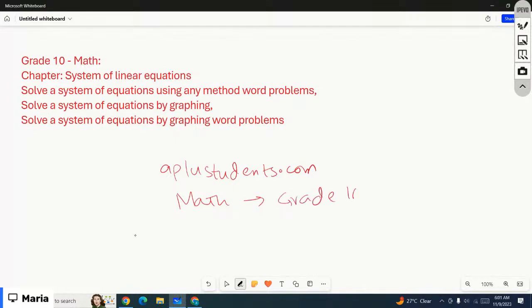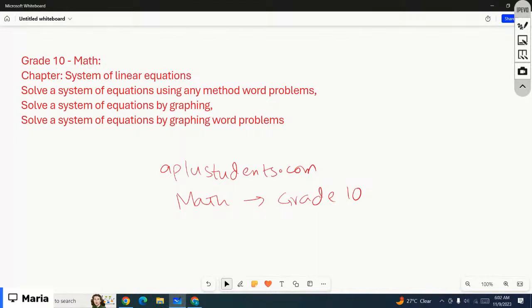Scroll down to grade 10 and then click on view all lessons. So there you can find a list of the chapters. We're going to start with the chapter system of linear equations.